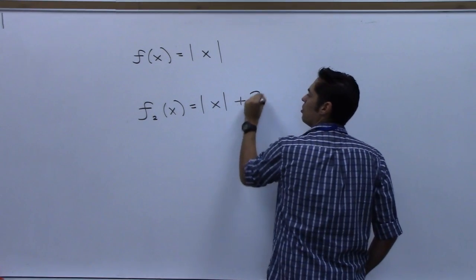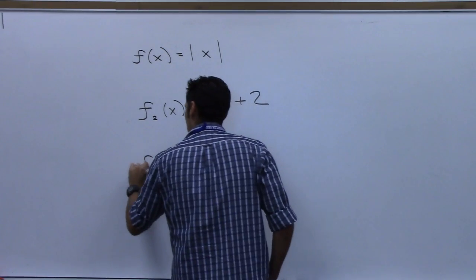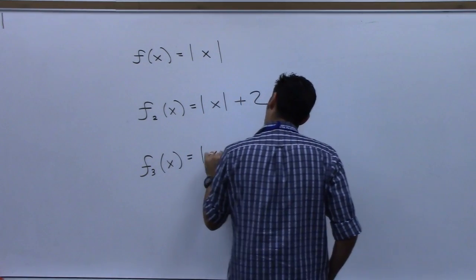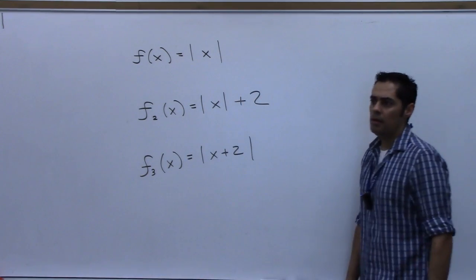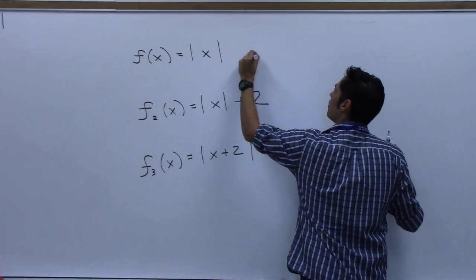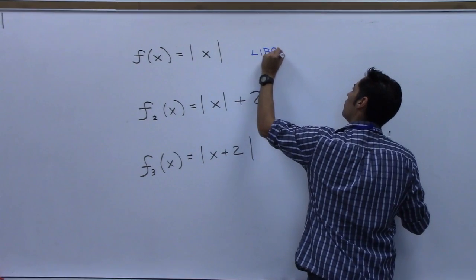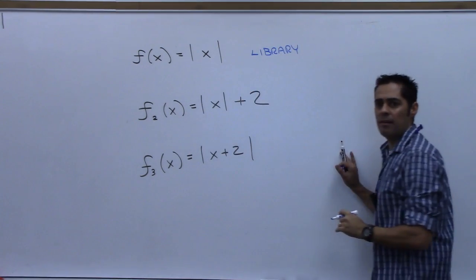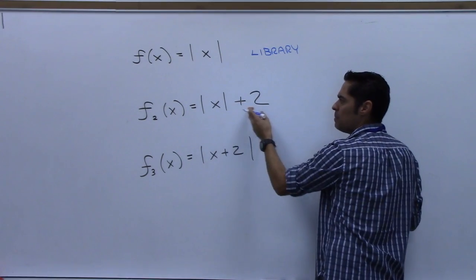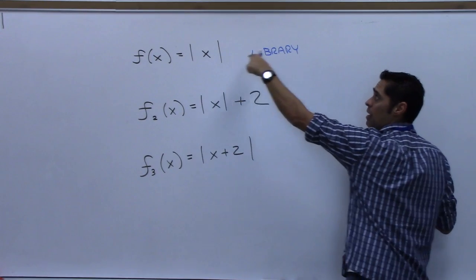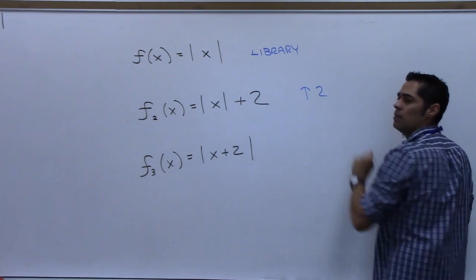Plus 2. And then f3 down here, which is going to be this. Okay? So the first function up here comes from our library, right? Or the toolbox, right? We know what that one looks like. This one, the 2 is being added outside the absolute value. So this should move that picture that we know up 2, shouldn't it?